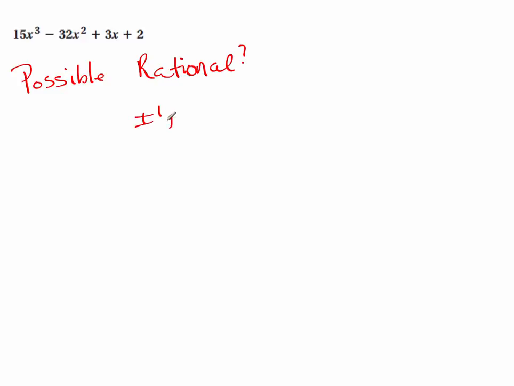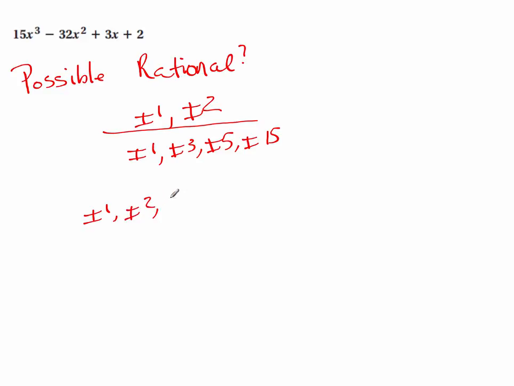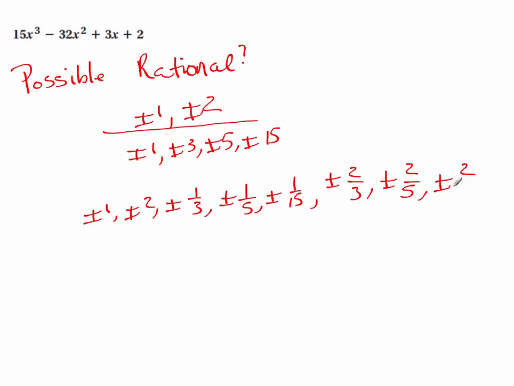Well, it's going to be plus or minus 1, plus or minus 2, those are the factors of 2, divided by the factors of 15. Plus or minus 1, plus or minus 3, plus or minus 5, plus or minus 15. Now you notice I'm totally ignoring everything that happens in the middle. So the possible roots are plus or minus 1, plus or minus 2, plus or minus 1/3, plus or minus 1/5, plus or minus 1/15, plus or minus 2/3, plus or minus 2/5, and plus or minus 2/15.